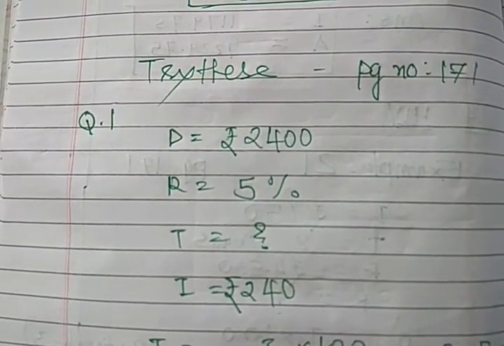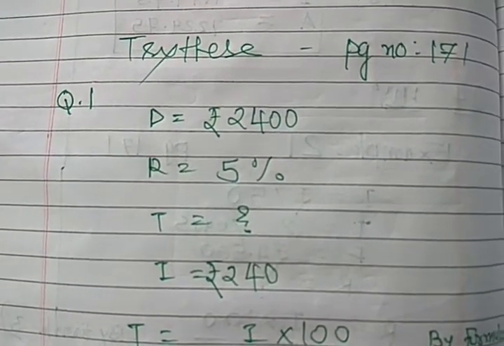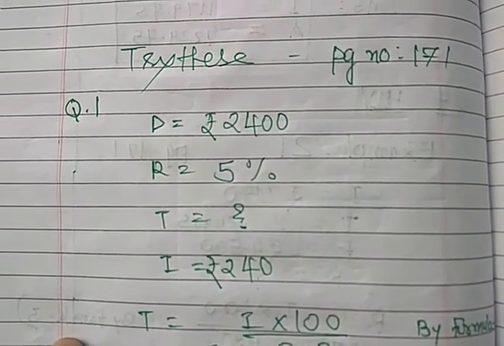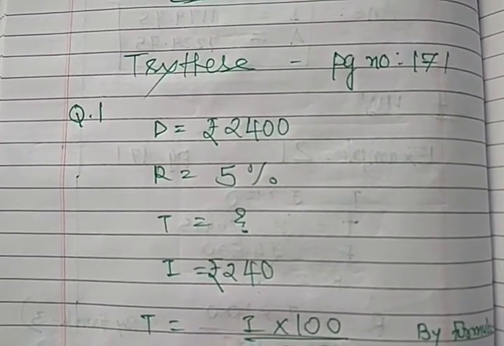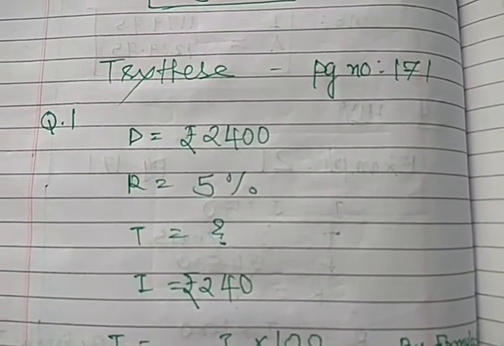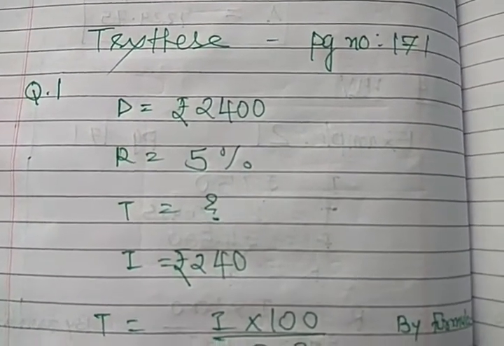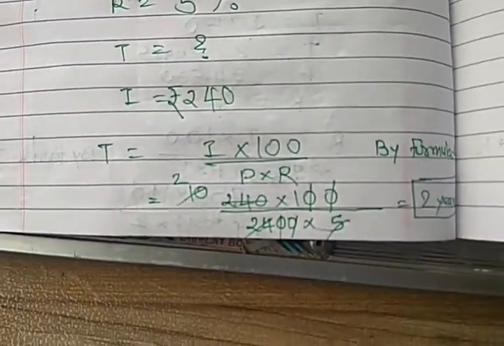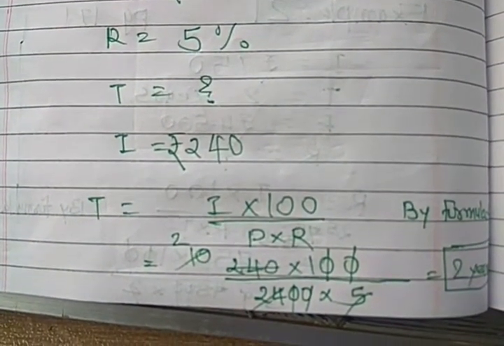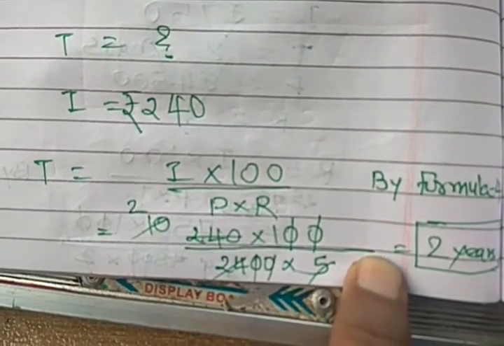Then next, try page number 171 where question number 1 is given. The principal amount is given as 2400, R is given as 5%. Here you have to find out the T term, and interest is given as 240 rupees, right? You see from the textbook. Please try this, and you must write the question. Note down all this. Now T is equal to I into 100 upon PR. Then you will get the answer. You simplify, you will get 2 years.